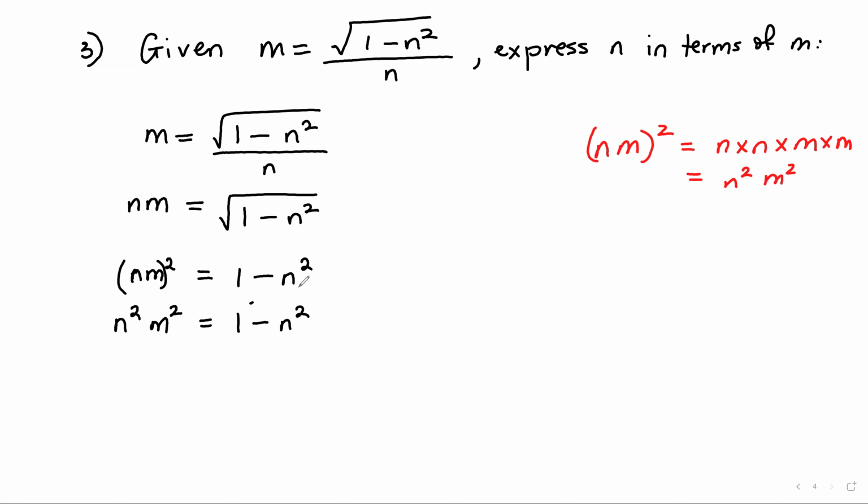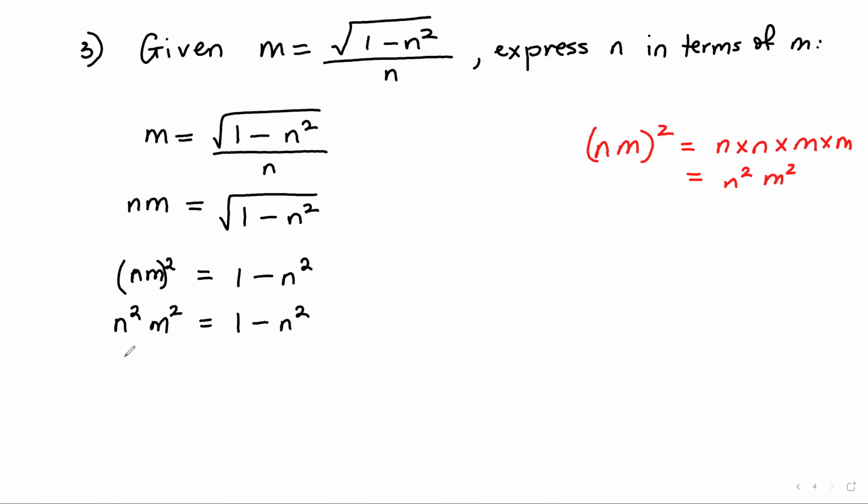Now I want to move this 1 to the other side. Now here, this is positive 1, right? This is not negative 1. 1 minus n squared is the same as saying minus n squared plus 1. So if I move plus 1 to the other side, it will be minus 1.